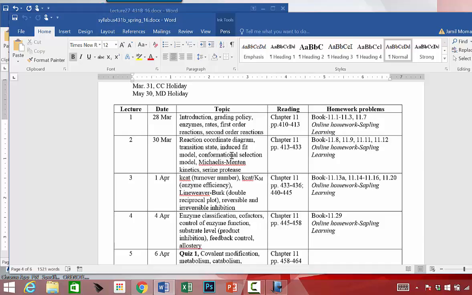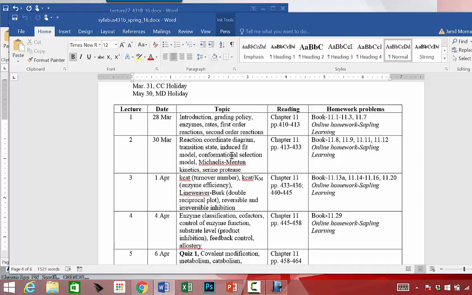We talked about Michaelis-Menten kinetics. We did talk about the induced fit model versus the conformational selection model. We talked about how to draw a Michaelis-Menten curve, which is initial velocity versus substrate concentration. We also talked about how to convert that curve into a straight line using the Lineweaver-Burk plot, also known as the double reciprocal plot. And those plots are very, very useful for distinguishing between different types of inhibition.